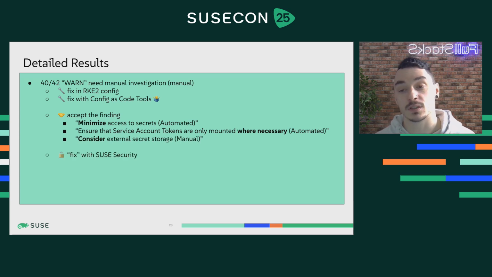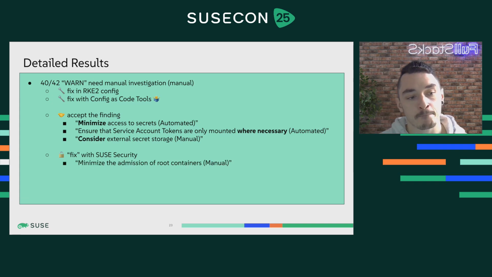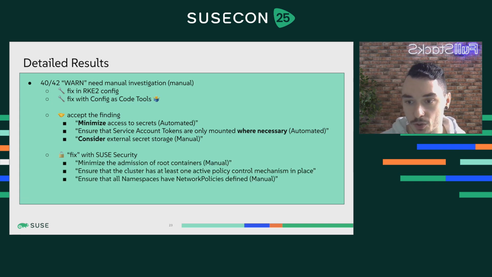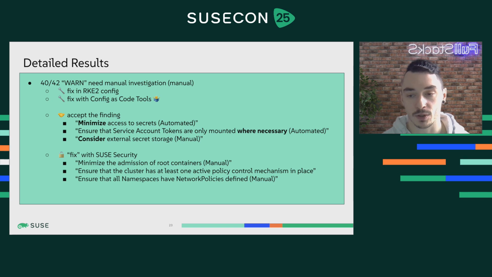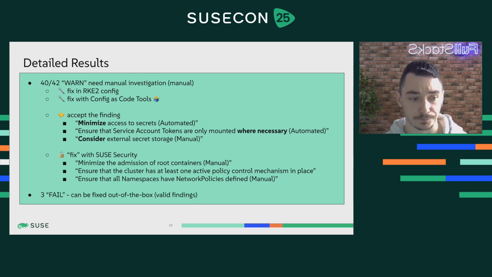All right. Some controls that need fixing can also be fixed or implemented, I think that's the better phrase, with SUSE Security, SUSE NeuVector. We're going to talk about that also in a second. So, for example, all the admission control recommendations, like minimizing the admission of root containers, also ensuring that your cluster has a policy engine available, which in that case would be SUSE Security. Or, for example, also to ensure that certain namespaces must or must not be used, which can also be handled perfectly by SUSE Security.